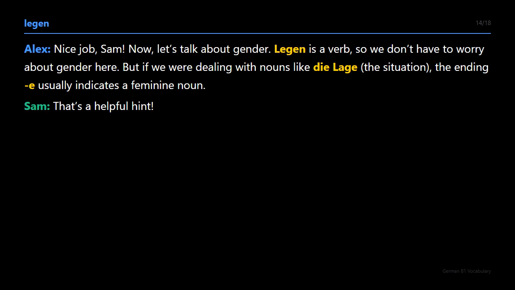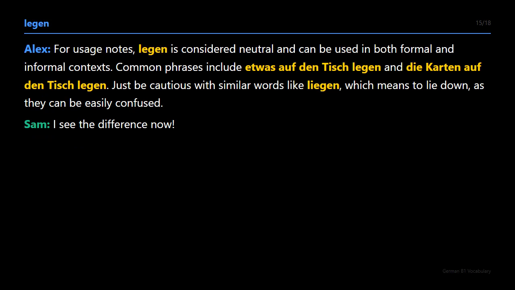Nice job, Sam. Now, let's talk about gender. Legen is a verb, so we don't have to worry about gender here. But if we were dealing with nouns like die Lage, the situation, the ending usually indicates a feminine noun. That's a helpful hint. For usage notes, legen is considered neutral and can be used in both formal and informal contexts.